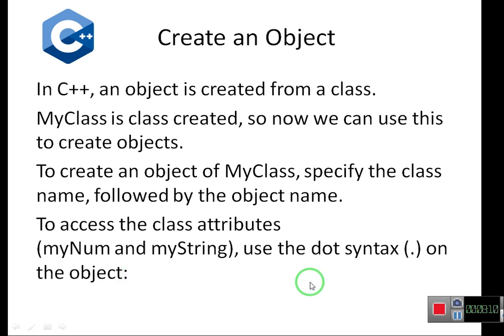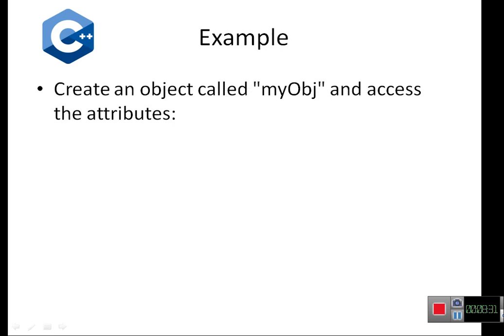So I will show you in the program how it works. Do not worry about these theoretical things, it is very easy. You will understand and learn by practice. Programming is like practice: the more you practice, the more you learn. So we are in the example phase: create an object called myObj and access its attributes.